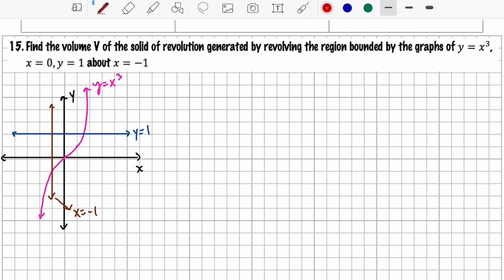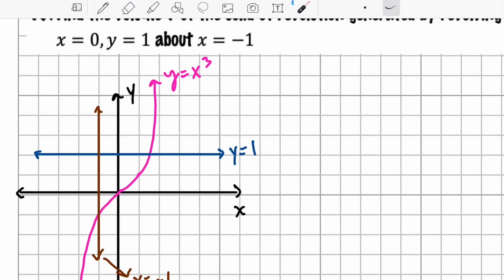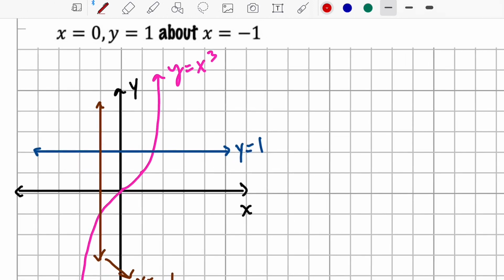Okay, last example. We want to find the volume by revolving the region bounded by the graphs of y equals x cubed, x equals 0, y equals 1, about x equals -1. Seems like a lot, but it's not. Okay, so here we go. First of all, let's identify the axis of rotation. I already graphed it like I usually do, and we are revolving about x equals -1.